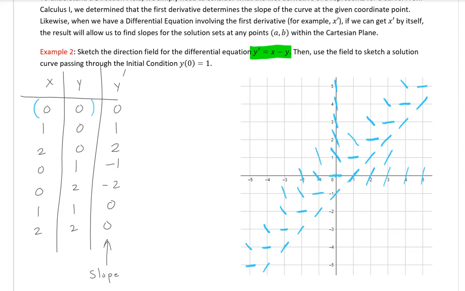Steeper slope. Now, you don't need to do all the coordinate points, but you should be able to do enough to get an idea of what the magnetic field looks like, or what the direction field looks like. Again, this is why it's also called a slope field, because all you're building are these really steep slopes. Now, I just am starting to fill these in a little bit more haphazardly now.